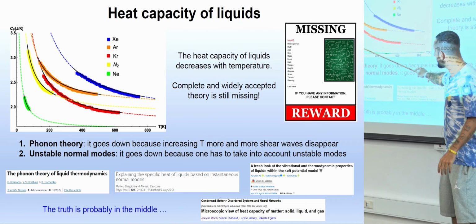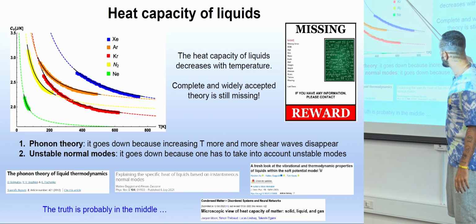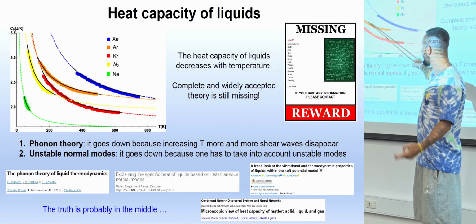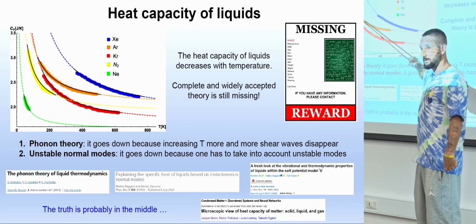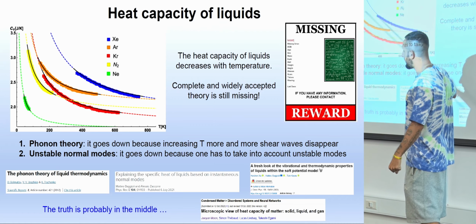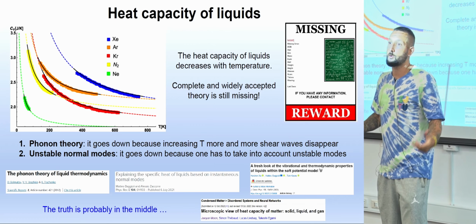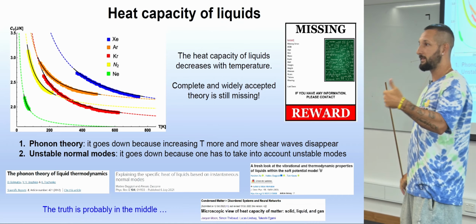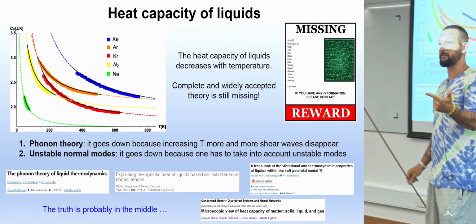So this is the heat capacity of various liquids, xenon, argon, et cetera. And you see that there are two properties. One property is that definitely it decays with temperature. And the second property is that it seems that the slope depends on the system that you're looking at. So the questions for a theorist are two. First of all, why does it decrease with temperature? And second, what determines the slope of this decrease?